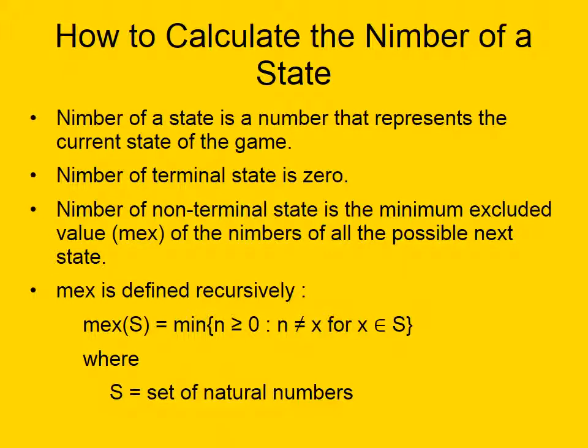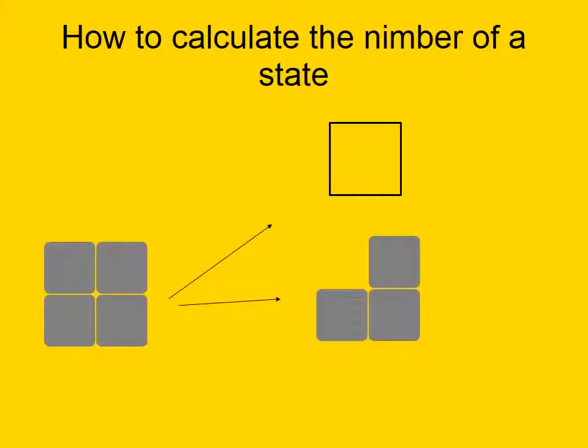How to calculate the number of a state? The number of a state is a number that represents the current state of the game. The number of a terminal state is 0 by definition. The number of a non-terminal state is the mex, or minimum excluded value, of the numbers of all the possible next states. Mex itself is defined recursively. Mex of S is equal to the minimum value of n greater than or equal to 0, where n is not equal to x for all elements x of S, where S is a set of natural numbers.